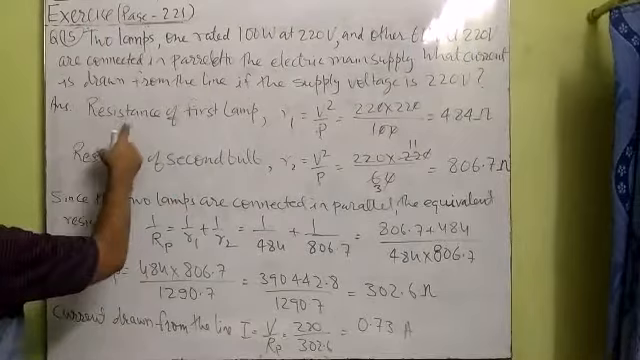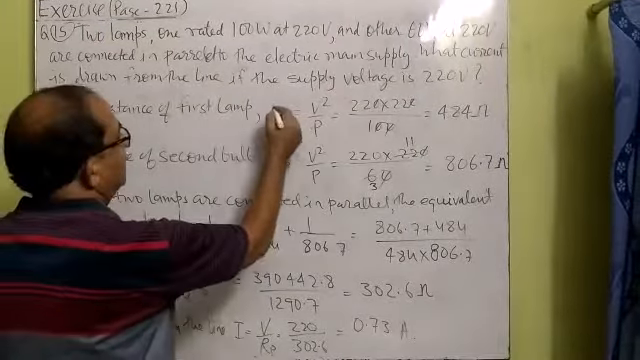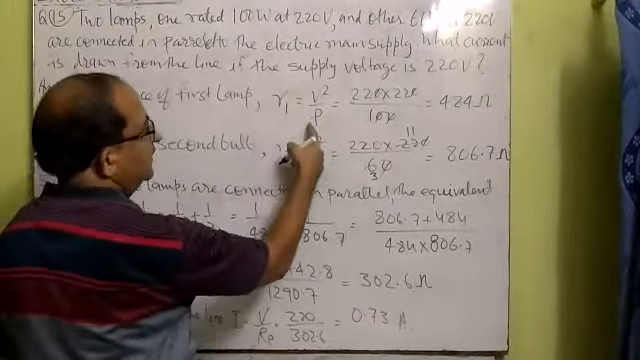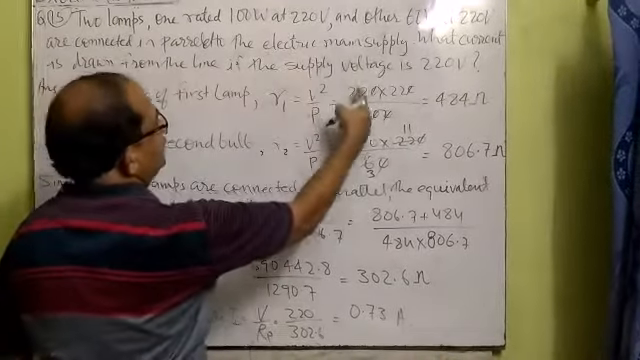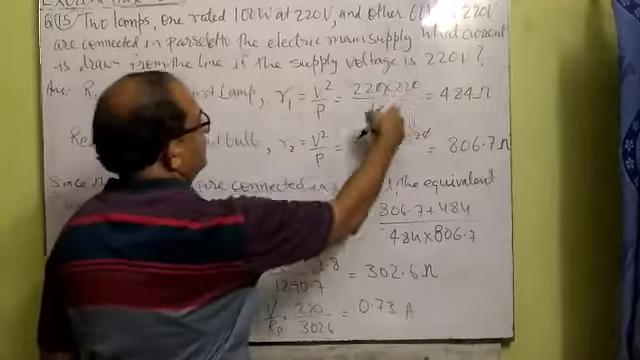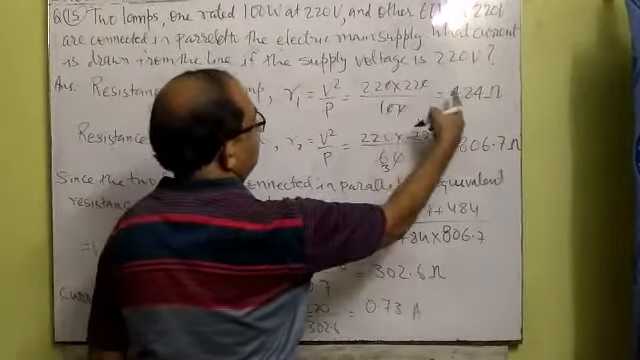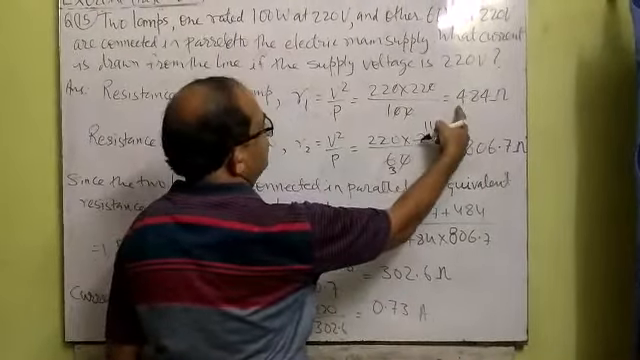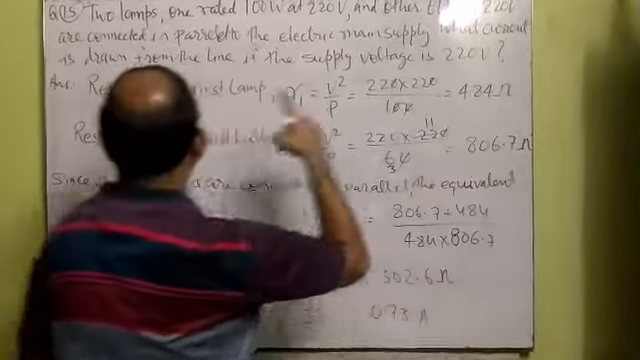First of all, the resistance of the first lamp can be calculated. R is equal to V square by P, where V is 220, so 220 into 220 upon the power of the first bulb, which is 100. So the single zeros are cancelled. Now 22 into 22, the value of resistance of the first bulb is 484 ohm.